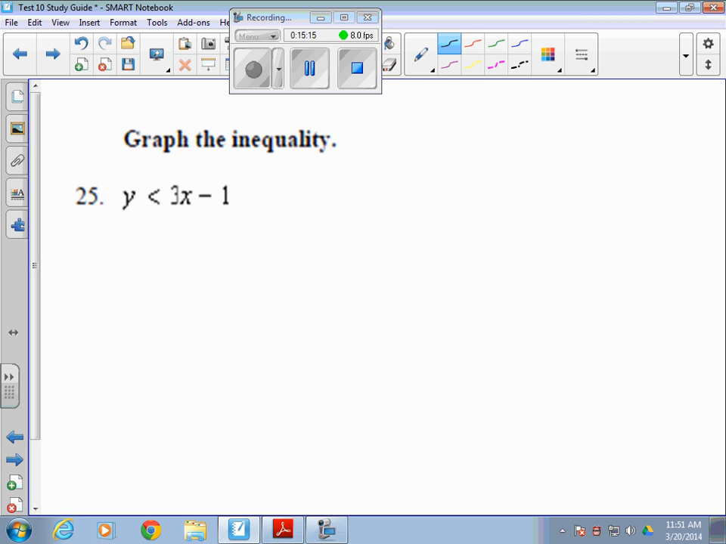25 says graph this inequality. Again, y equals mx plus b. You're going to graph it the same way. Your b value in this case is negative 1. Your m value is positive 3. Slopes are always fractions, so make it over 1. Graph this inequality, just like we did a few problems ago.